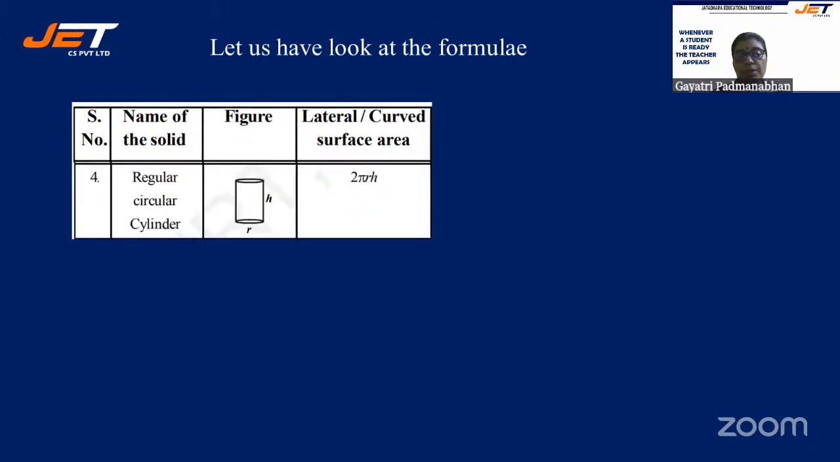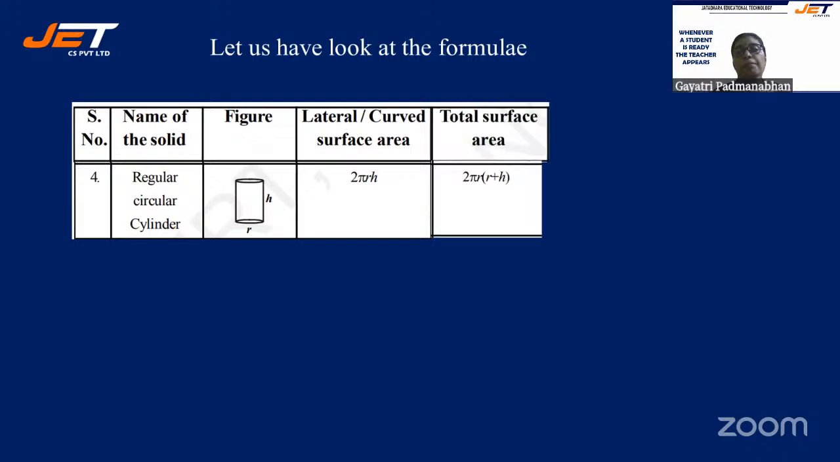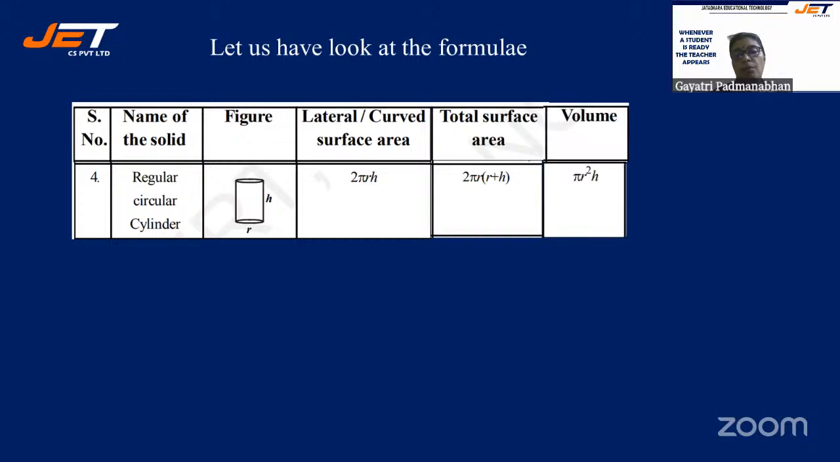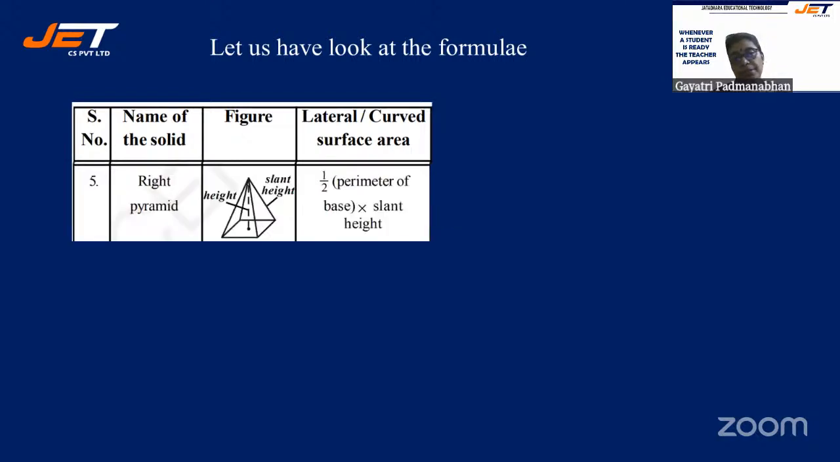Next, we are moving on to the right circular cylinder. The lateral or the curved surface area is 2 pi r h. The total surface area is 2 pi r into (r plus h). Volume is pi r square h.